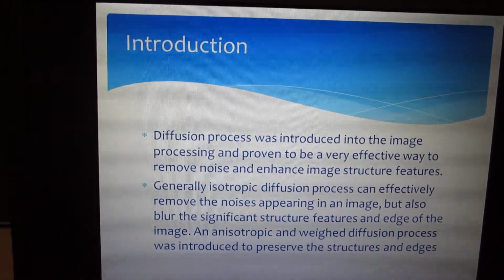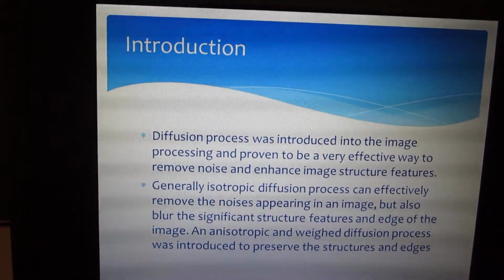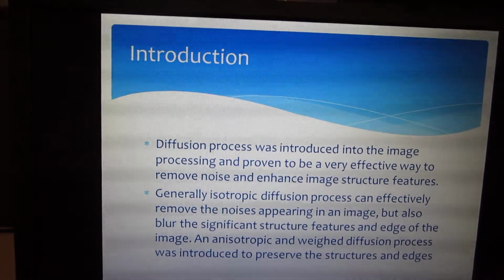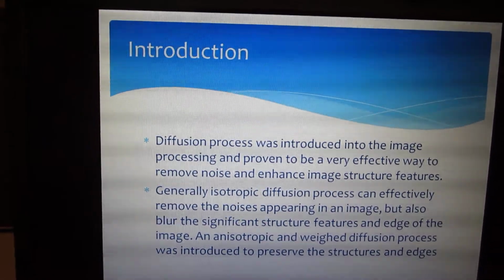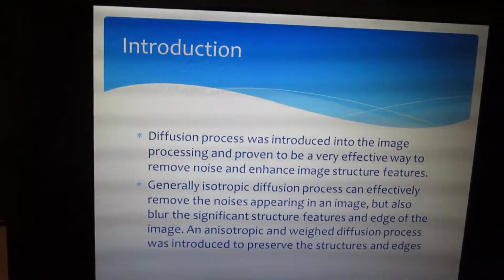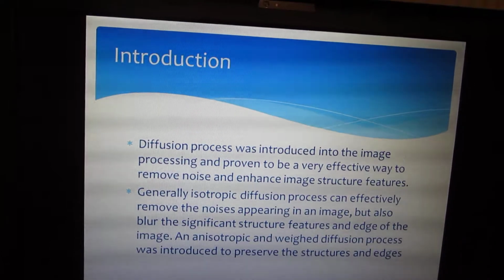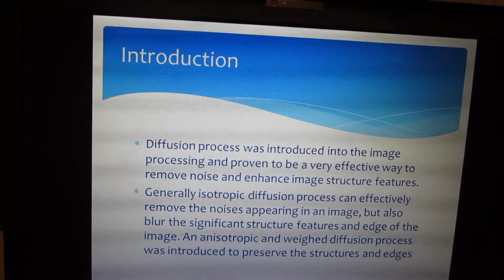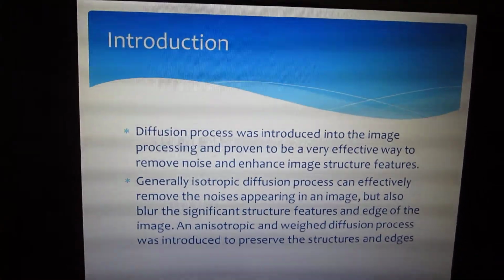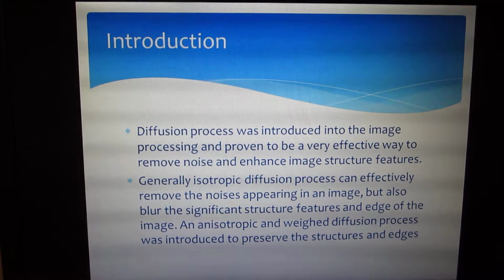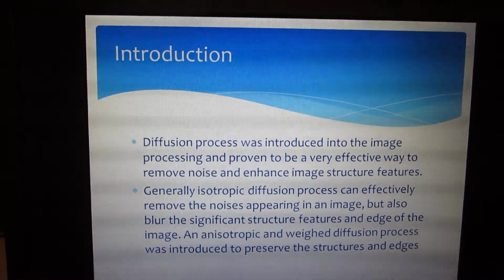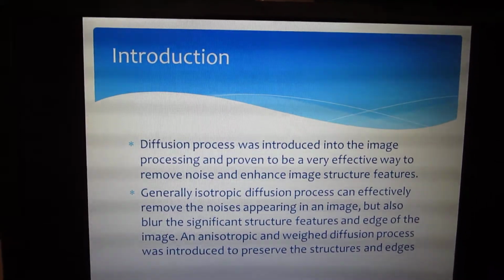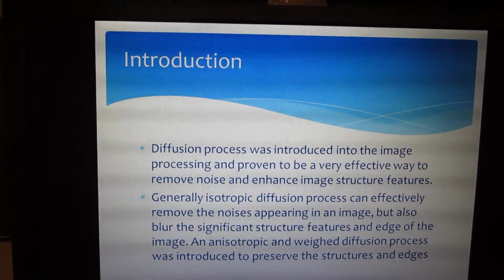However, a generally isotropic diffusion process will equilibrate all the high energy points with no energy points in the image to get a black image, and it will remove the noise appearing in the image but also blur the significant structural features and edges of the image. In today's report, I will introduce an anisotropic and weighted diffusion process to preserve the structures and edges of the image.